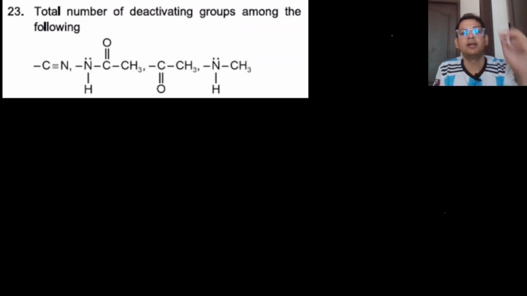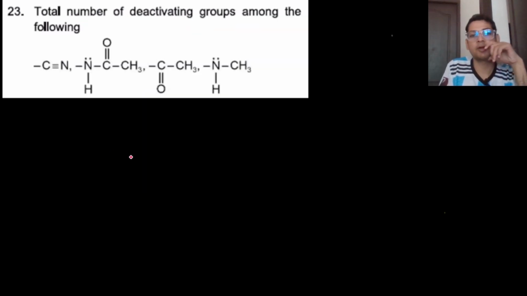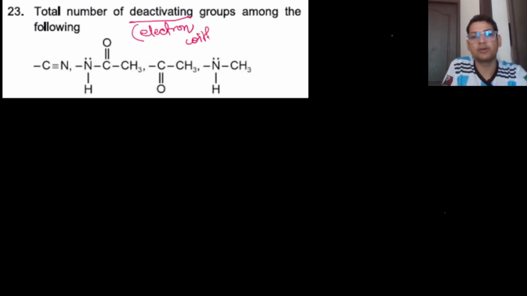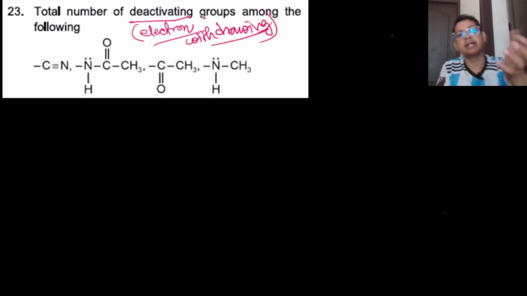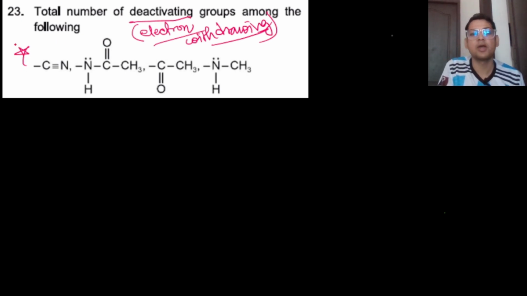Okay, then tell how many deactivating groups. Deactivating group means an electron withdrawing group. Whoever will withdraw the electron from the benzene ring, that is an electron withdrawing group. So what I will do, I will put all these groups on a benzene ring. That means you are talking about this thing. Yes, C triple bond N.